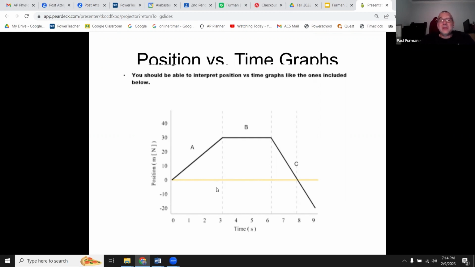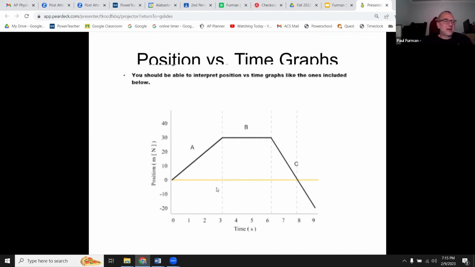During B, the slope is 0. The object's not moving. It's sitting there at 30 meters from 3 seconds to 6 seconds. And then during segment C, notice you have a negative slope. So that means you have a negative velocity. The object is moving backwards, moving back to where it passes through where it started, position 0 at 8 seconds, and then it continues traveling in the negative direction from there.